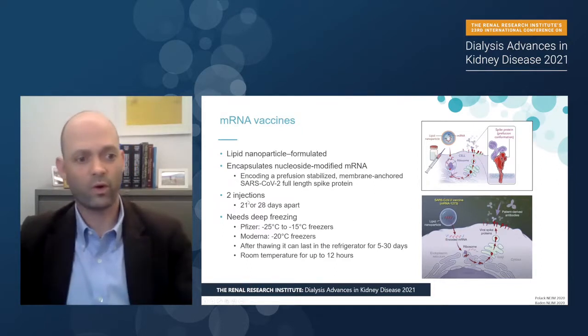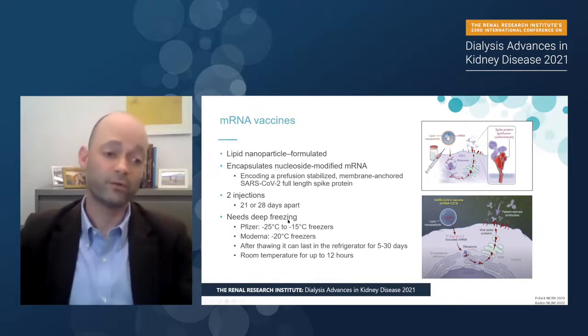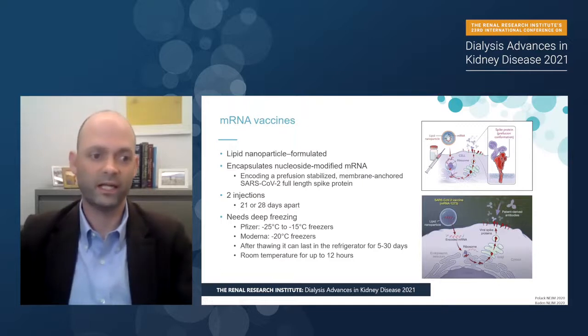Both vaccines require 2 injections. The Pfizer is 21 days apart, the Moderna is 28 days apart. Interestingly, both of them, because mRNA is generally not as robust as DNA, require deep freezing. The Pfizer requires minus 25-degree freezers, and the Moderna requires minus 20-degree freezers. These are Celsius, not Fahrenheit.